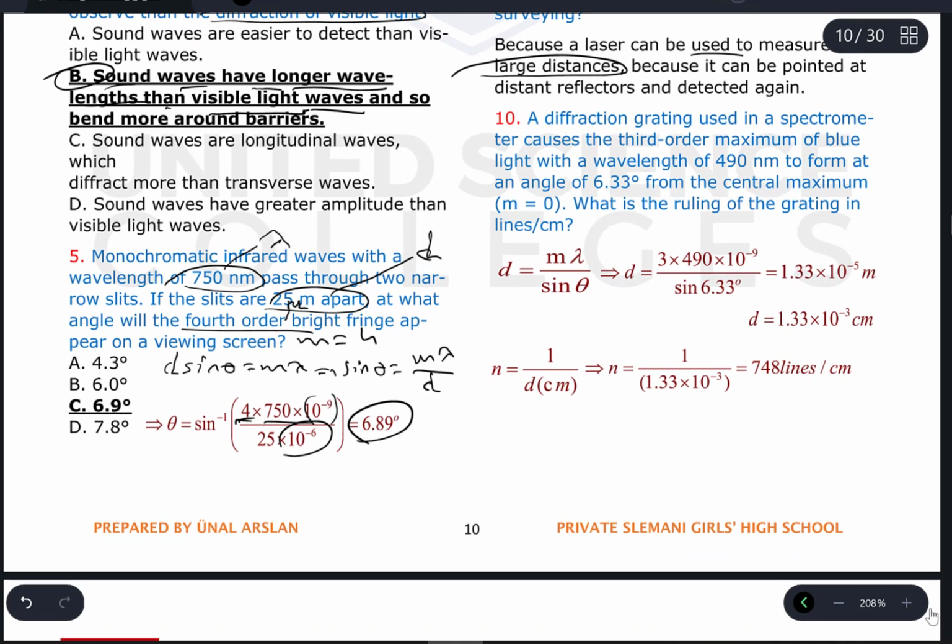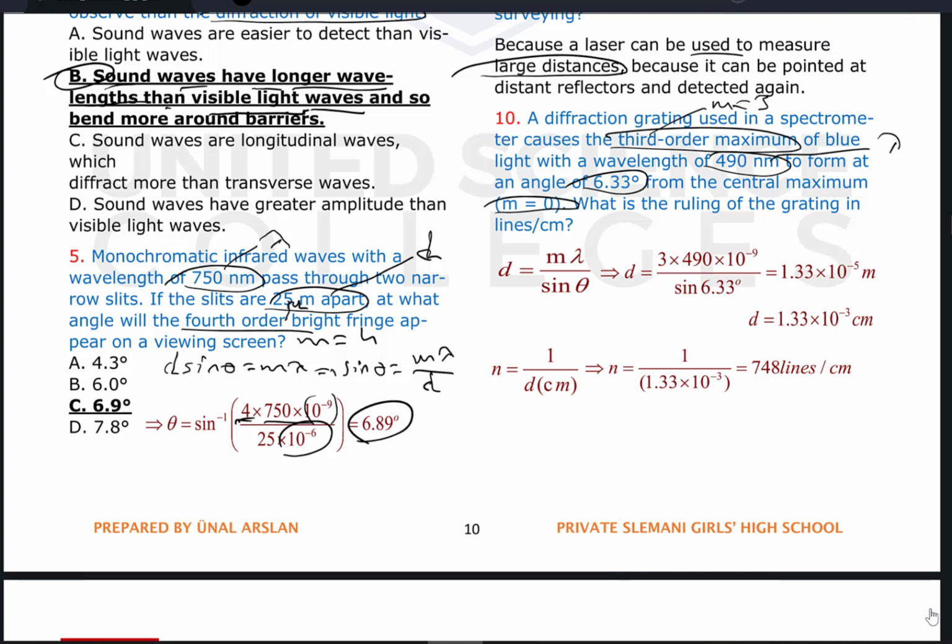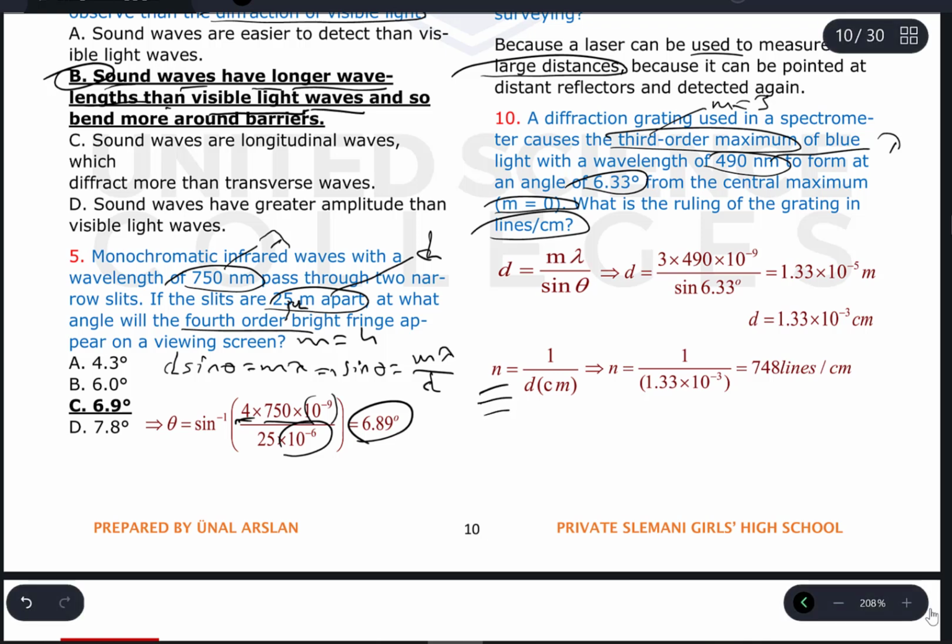Question number 10. A diffraction grating used in a spectrometer causes the third order maximum, that is m equals 3, of the blue light with the given wavelength lambda to form at an angle of 6.33 from the central maximum, m equals 0. What is the ruling of the grating in lines per centimeter? We will calculate d. After that, from d, we will get the number of lines per centimeter.